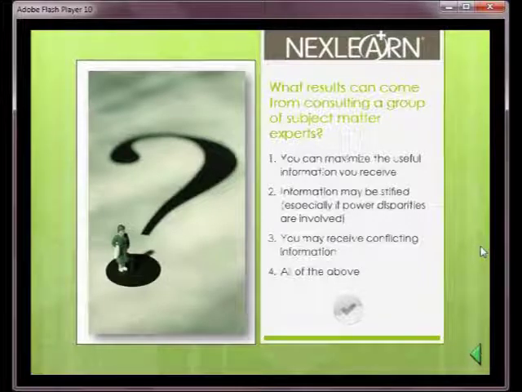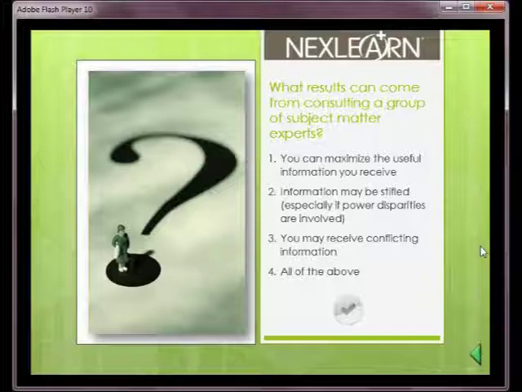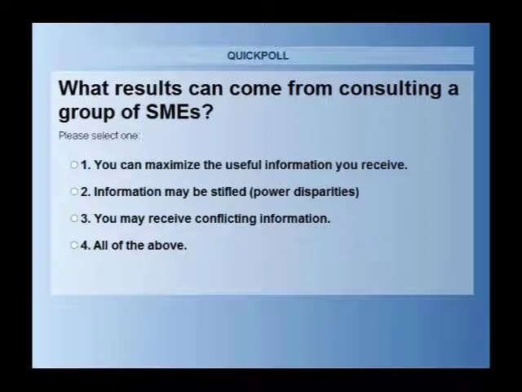What results can come from consulting a group of subject matter experts? Number one, you can maximize the useful information you receive. Number two, information may be stifled, especially if there are power disparities involved, like a supervisor and subordinates. Number three, you may receive conflicting information. Or number four, all of the above. I'll give you a couple seconds to answer that one.